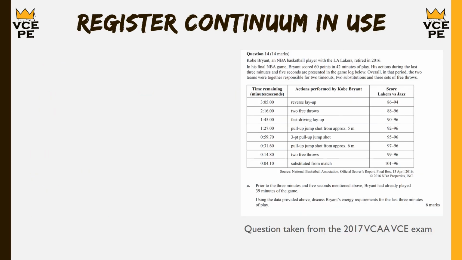So I just wanted to quickly show you how to use this in real life as well. And again, this question here is a question from last year's PE exam. And it's talking about interplay of energy systems, and it's talking about the last 3 minutes of Kobe Bryant's last NBA game. Now, if you know anything about Kobe Bryant, he did score 60 points in his last game.